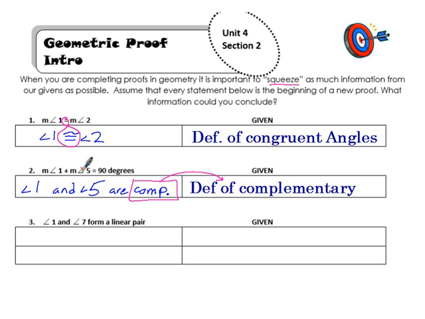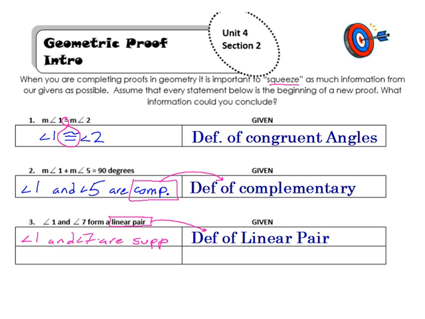So number 3, if I tell you that angle 1 and angle 7 form a linear pair, like I just said, I like to put a box around the vocabulary word. So if I know two things are a linear pair, what can I say about them? I can say that angle 1 and angle 7 are supplementary. How do I know that those things are supplementary? That's the definition of a linear pair. Definition of a linear pair tells me that they're supplementary and adjacent.